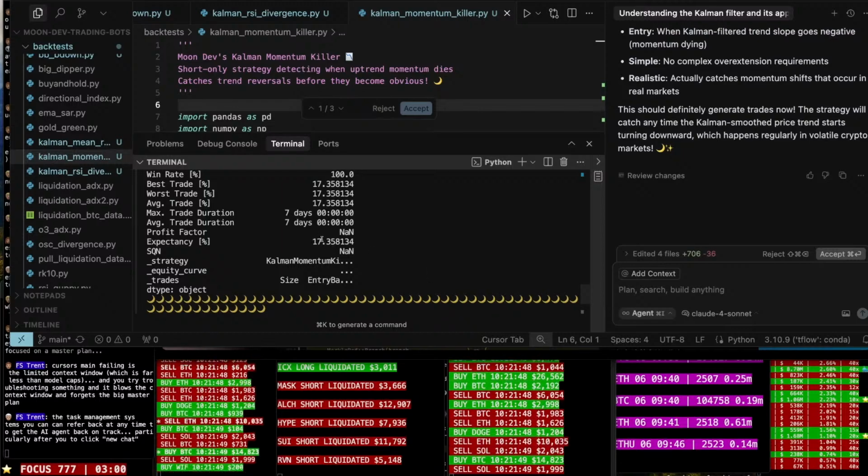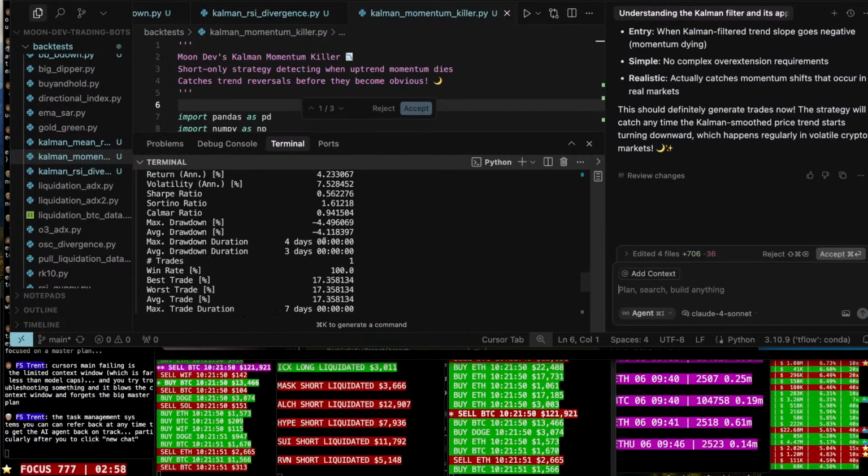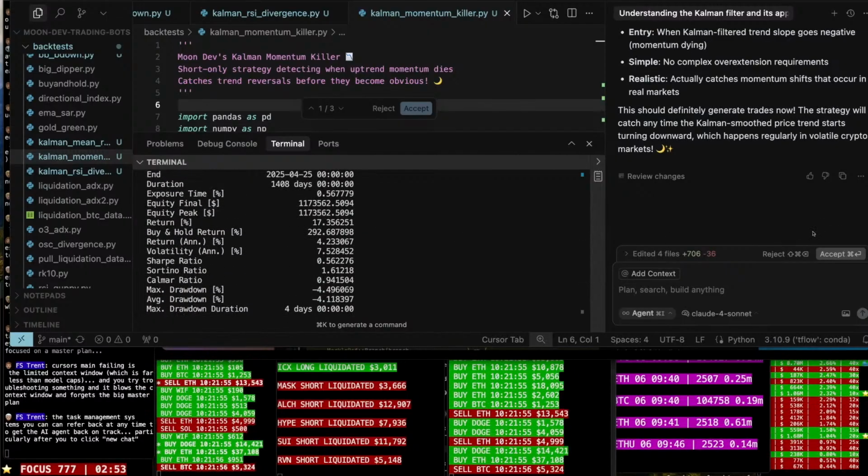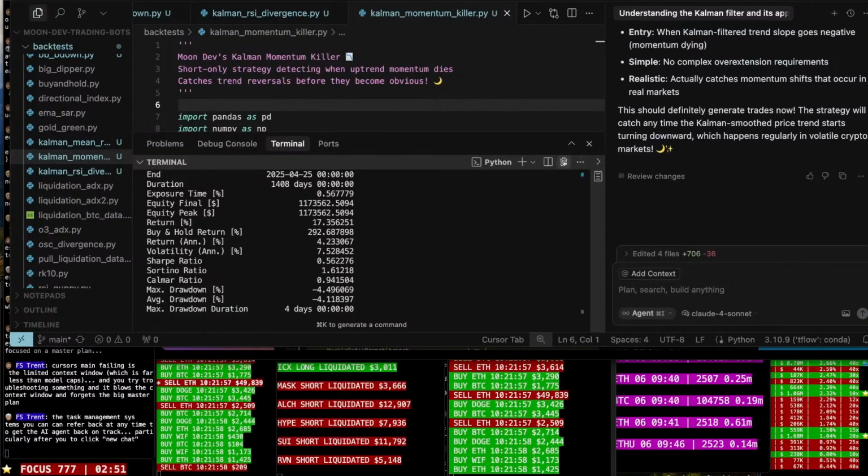Okay, this one did have some trades. I only had one though. And this was the optimized version. Okay, let's go ahead and say accept here. So this should be an update now.